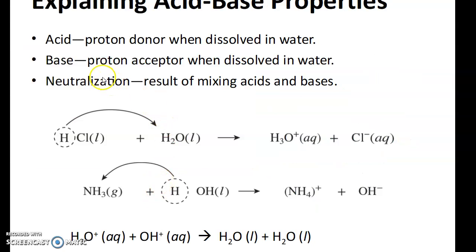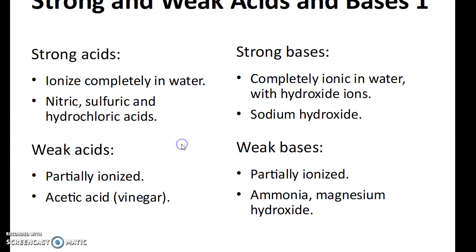So, an acid is a proton donor when dissolved in water. A base is a proton acceptor when dissolved in water, as I mentioned earlier. And this is exactly the way in which those reactions take place. Okay? Here the hydrogen is going to there. Here the hydrogen is going to there. Strong acids ionize completely in water: nitric, sulfuric, hydrochloric acid. Strong bases are completely ionic in water: sodium hydroxide, calcium hydroxide, those are the different examples there.